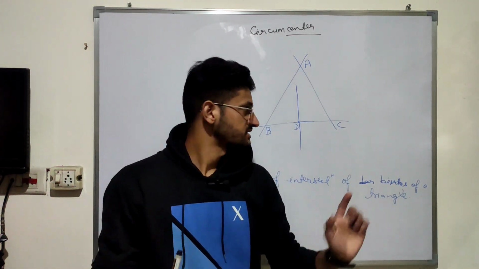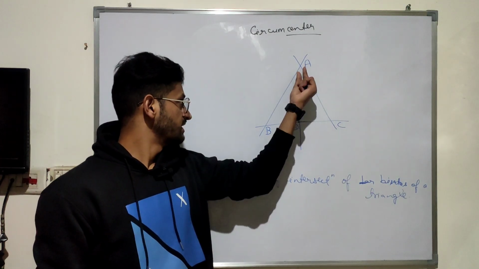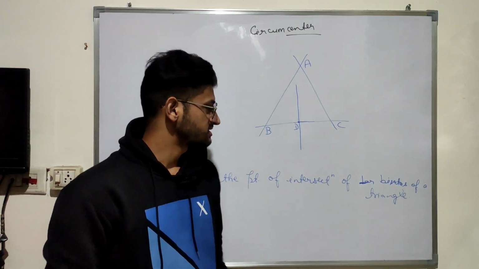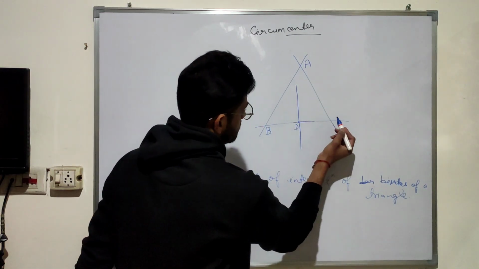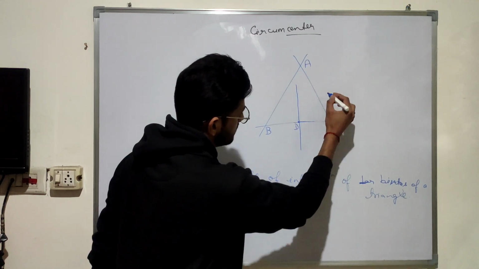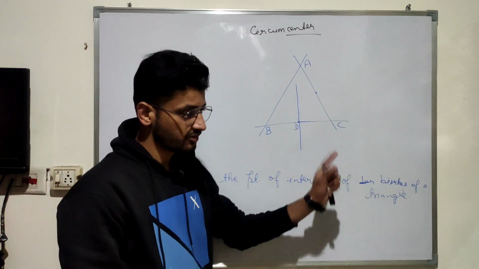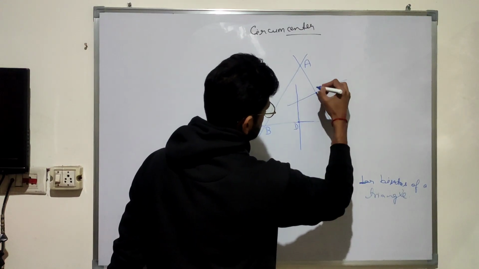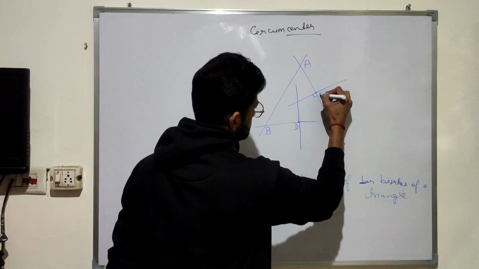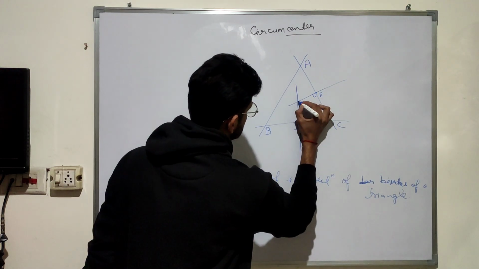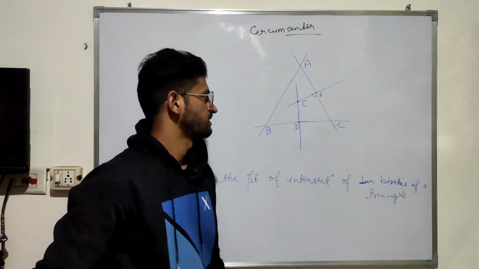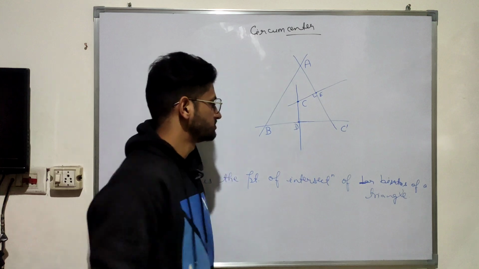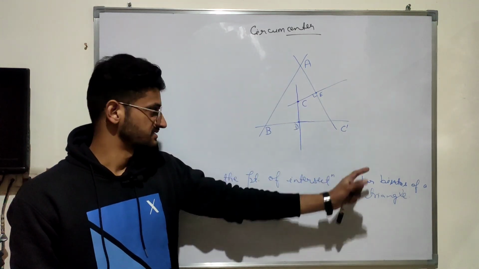Similarly, we will draw one more perpendicular bisector, let's say for AB or AC. Because we need to find the point of intersection, we need at least two straight lines. So let's say we draw the perpendicular bisector for side length AC. We find the midpoint, and now we draw the perpendicular passing through this midpoint. Let's say this is the perpendicular, and this point is named E. So we got the point of intersection here, and let's say this is C dash. So this C dash is the circumcenter for triangle ABC.